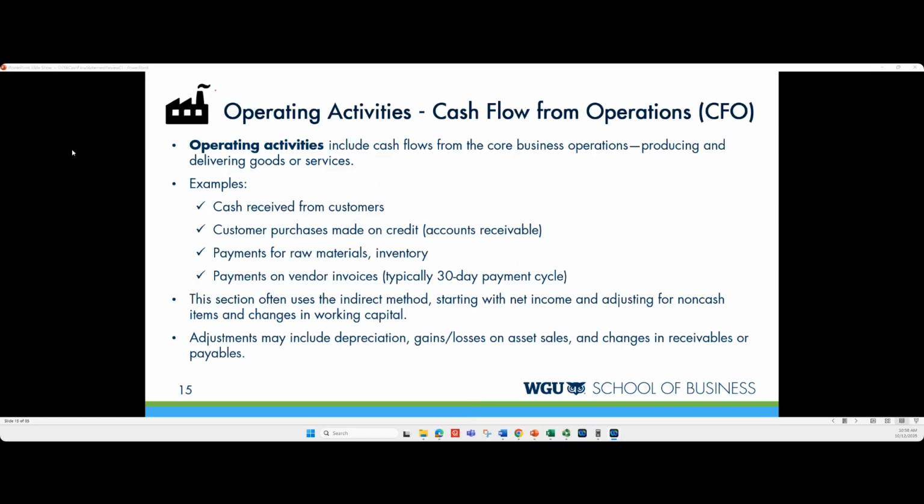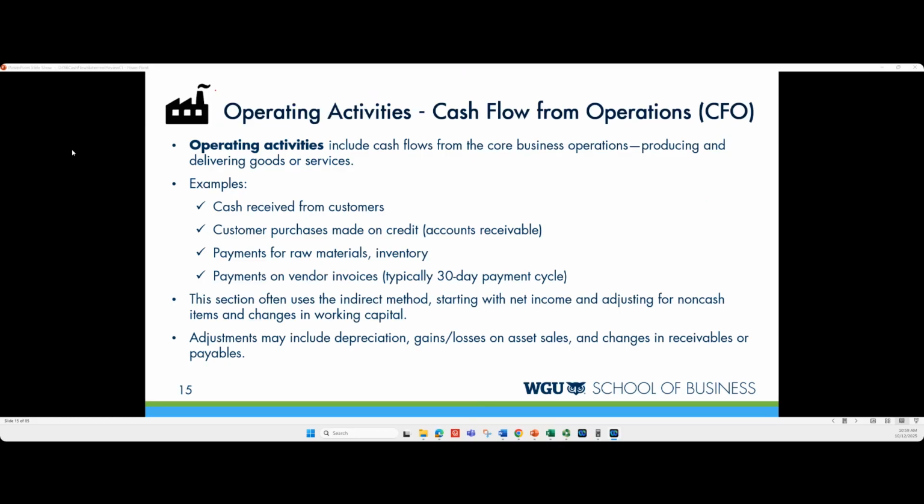So let's first talk through our cash flow from operations. This is going to be any cash flows from our core business operations related to producing and delivering our goods and services. So it's going to include cash we receive from customers, customer purchases made on credit, that's our accounts receivable, payments we make for our raw materials and inventory, and things like vendor invoices, like if I have an account with, let's say, Staples for my office supplies because it's right down the street.